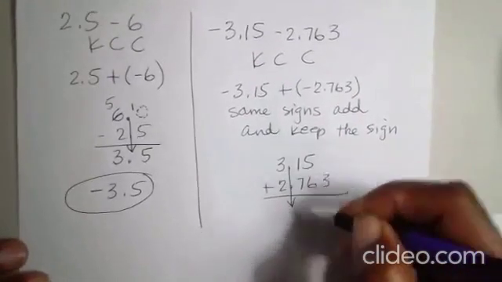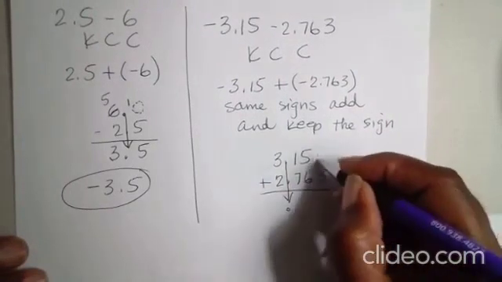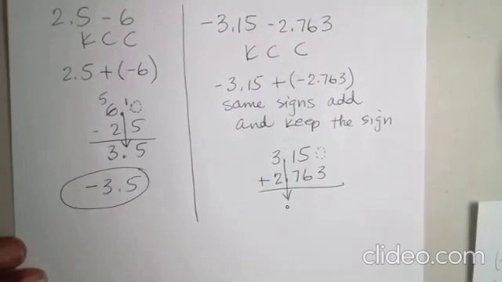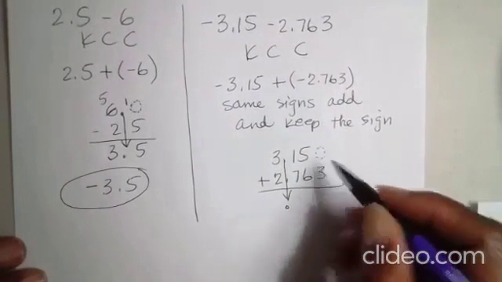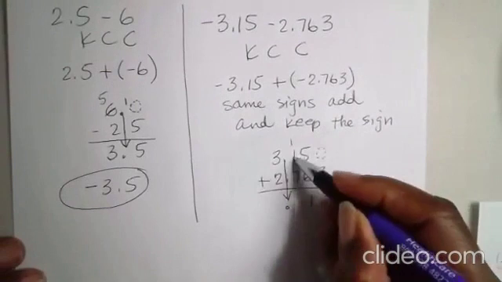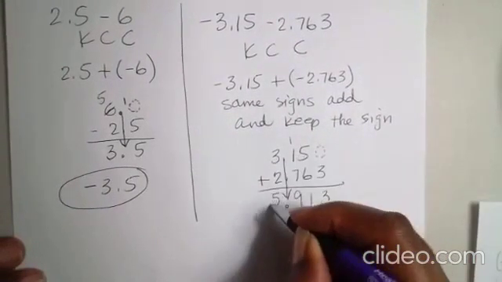Bring our decimal down into our answer. Okay. We can put our 0 here. We're adding, so it's okay whether that is or is not there. 3 and 0 is 3. 5 and 6, 11. Carry our 1. 7, 8, 9. 3 and 2 is 5.